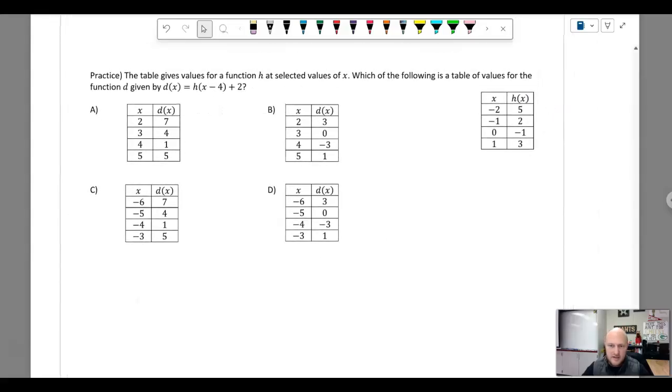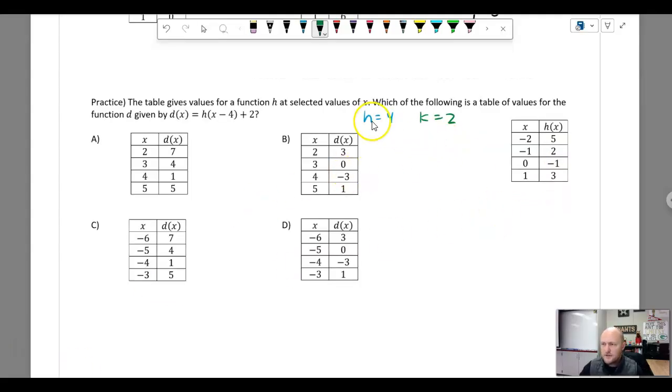So here is the practice problem. Please go ahead and pause. Try this one, see what you get. Hopefully you got these parameters, h equals 4, k equals 2. Based upon my h value of 4, this is going to go right 4. So I add 4 to this value, so that's going to be positive 2. So I'm going to throw out c and d. Then my k value, I am going up 2. So essentially I'm adding 2 to this, so I'm looking for a 7. I'm not going down. So the answer here is A.